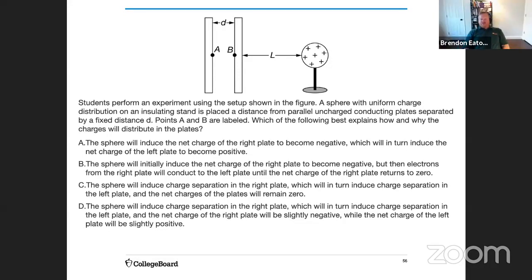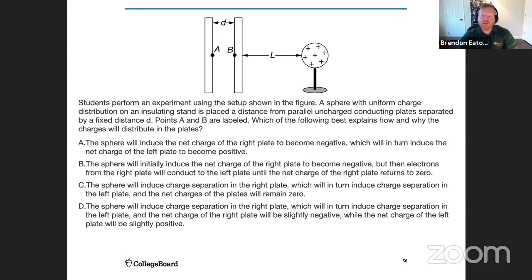Okay, so we have another setup where it looks like there are three different objects in this particular scenario. Students perform this experiment using the setup shown, and a sphere with uniform charge distribution is on an insulating stand. Again, that's to note that the object is not grounded. It's placed a distance from a parallel uncharged conducting plate separated by a fixed distance d. So familiarize yourself with the diagram really quick. It gives you points A and B that are labeled on the diagram. Which of the following best explains how and why the charges will distribute on the plates?